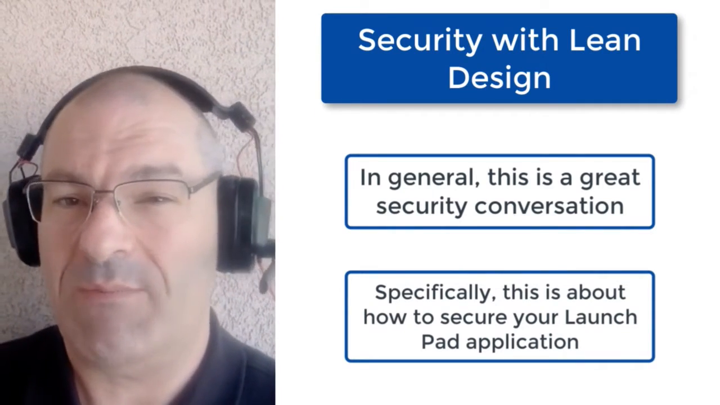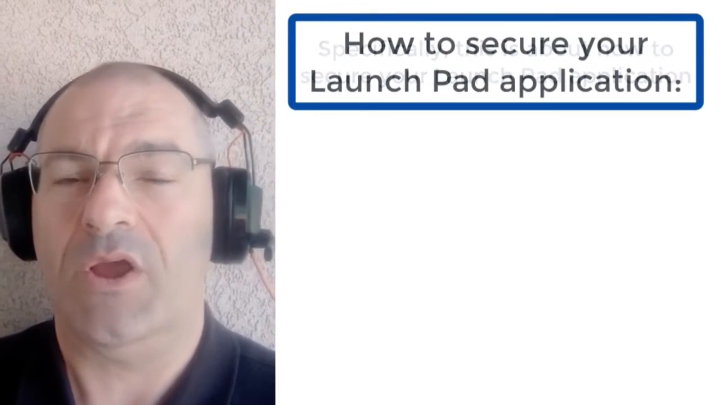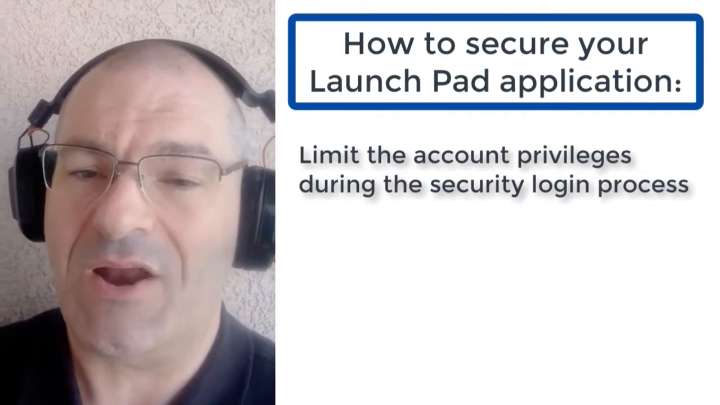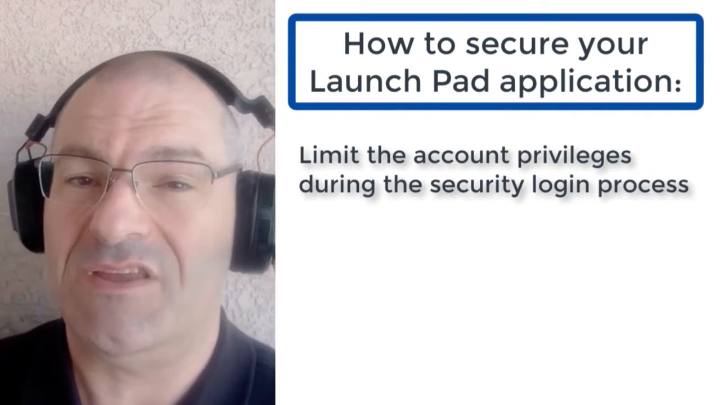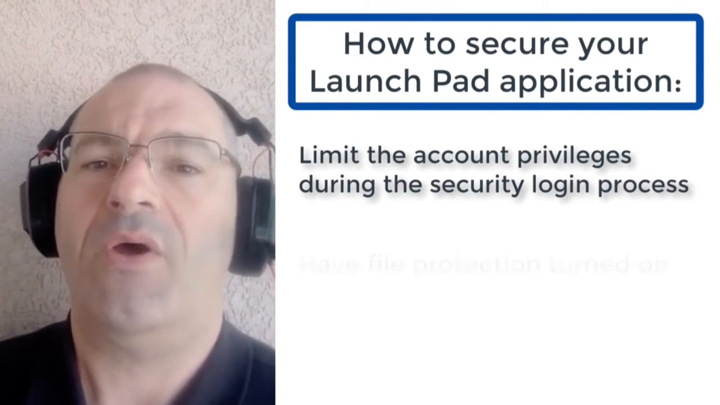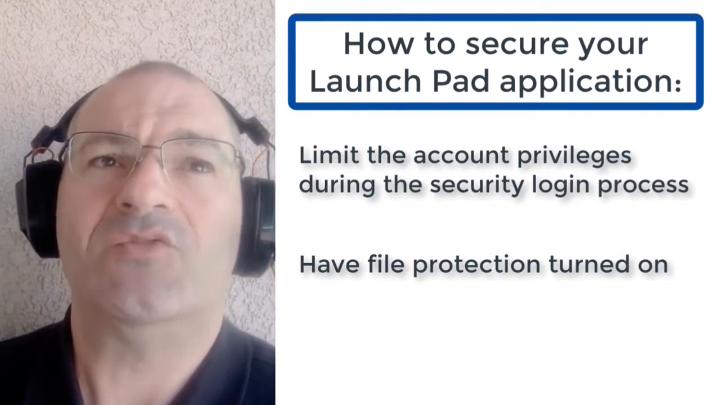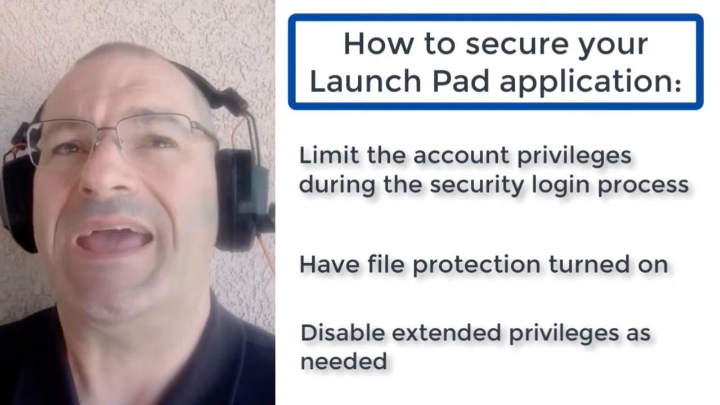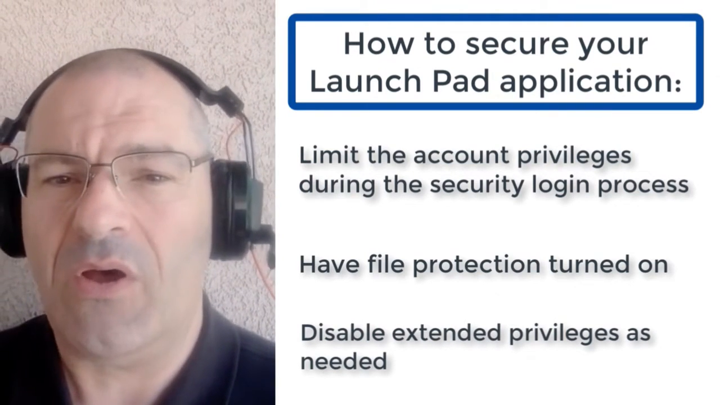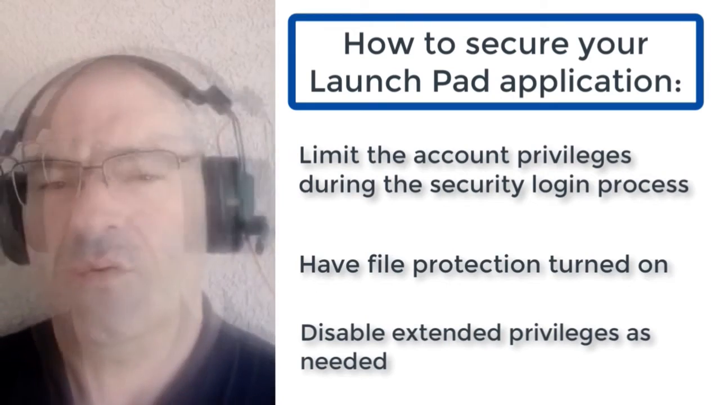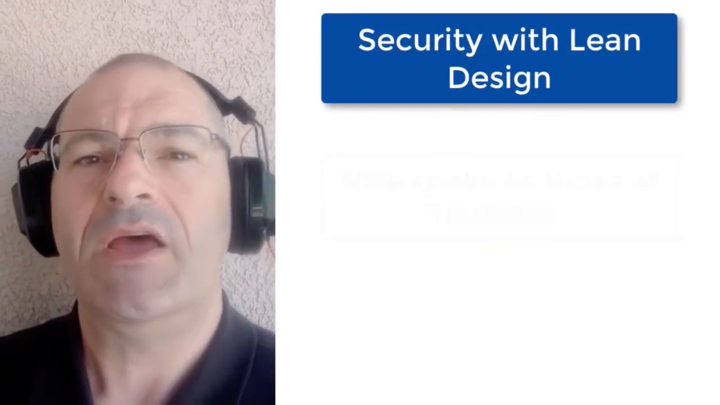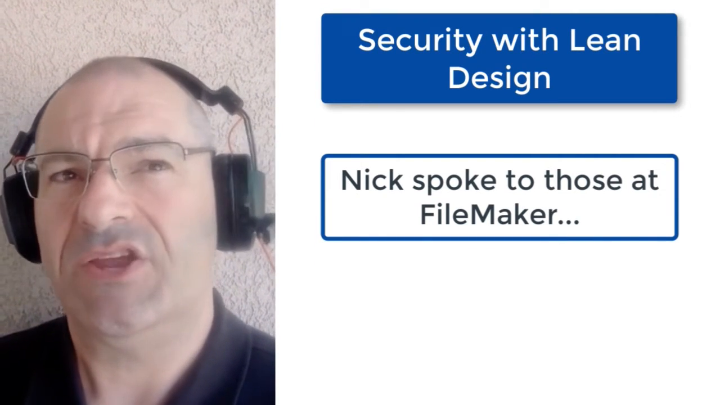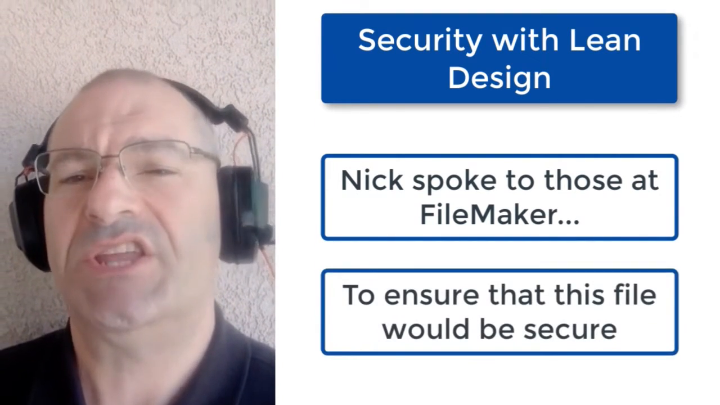So what you want to do is watch this video, understanding you're going to want to go through the steps of securing the FileMaker file, making sure that the account privileges used are very limited during the security login process. You also have file protection turned on, and you have disabled any extended privileges that allow people to access the system with URL protocols or AppleScript, things like that. As a last note, Nick Hunter did spend some time talking to some of the engineers at FileMaker about this issue and making sure that we did all the things necessary to secure the file.